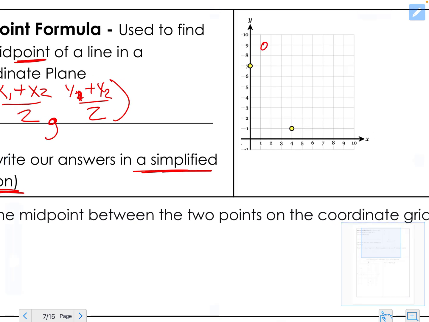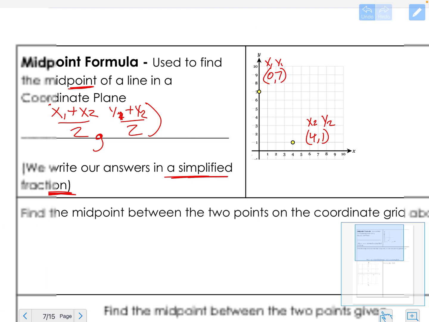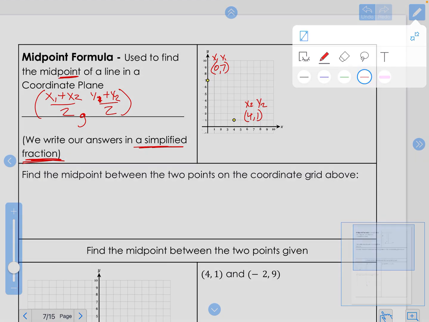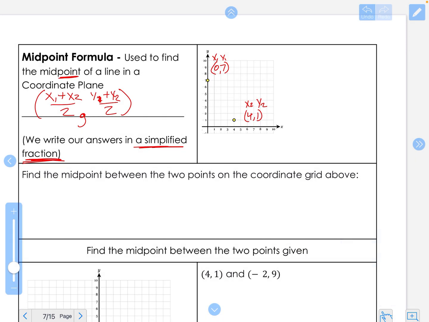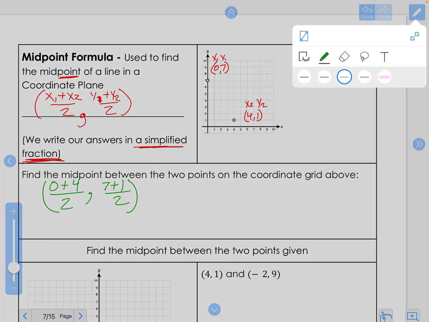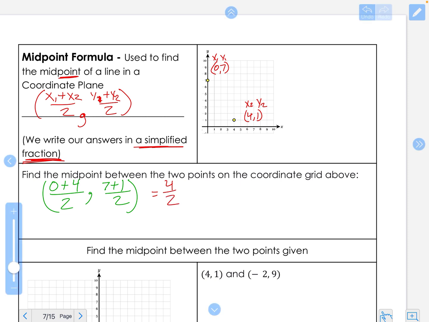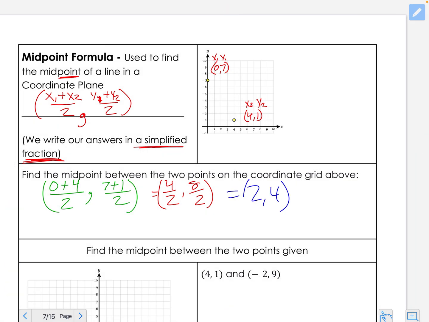Our first point we have 0, 7. Our second point we have 4, 1. So x1, y1, x2, y2. We've got x1, which is 0, plus x2, which is 4, over 2. Then we have our comma. y1, which is 7, plus y2, which is 1, over 2. 0 plus 4 is 4. 7 plus 1 is 8. And when we divide both by 2, we get 2, 4.